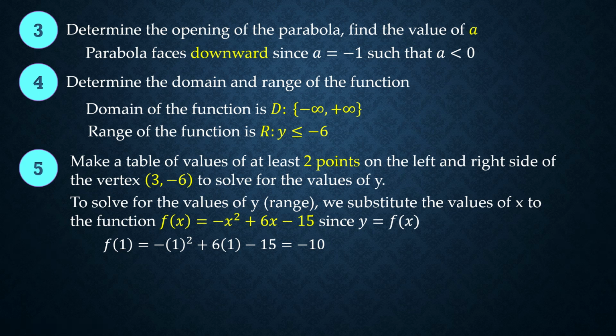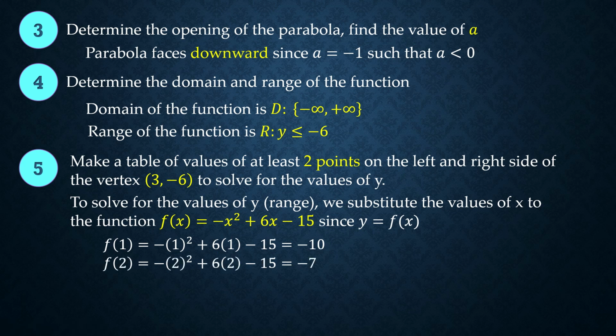So, we plug in. Again, we put the negative sign in parentheses because the negative sign is applied later, after the square of 1 is taken. So, negative of the square of 1 plus 6 times 1 minus 15 equals negative 10 as the answer. Why? The square of 1 is 1, with the negative sign outside. Negative 1 plus 6 minus 15 is negative 10.